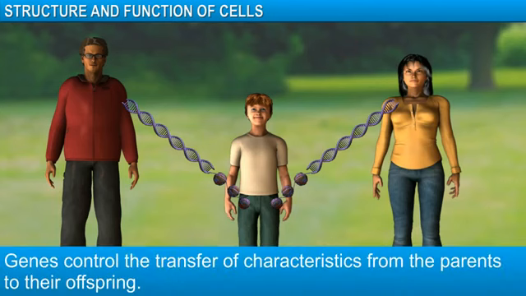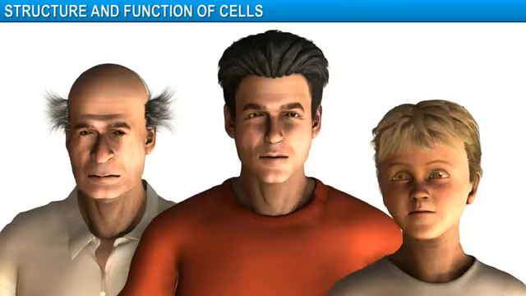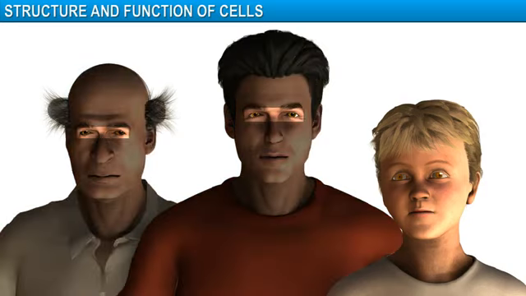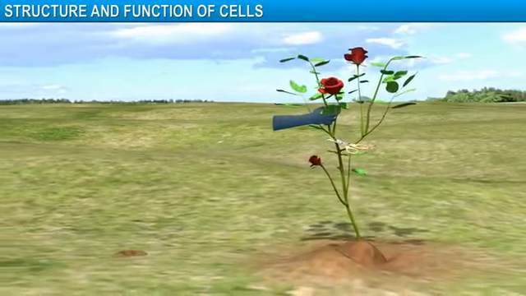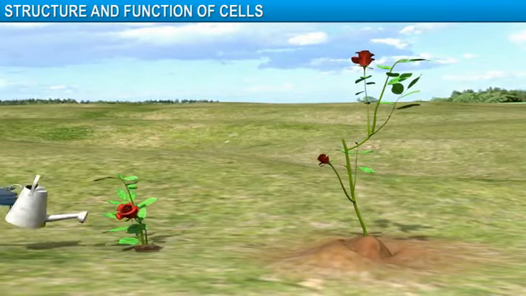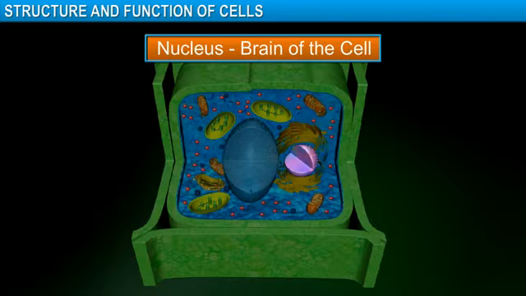Chromosomes carry genes and help in the inheritance or transfer of characters from the parents to their offspring. For example, the color of the eyes is a character that is transferred from granddad to dad and from dad to the son. Similarly, plants also transfer their characters to their offspring through genes. Nucleus, in addition to its role in inheritance, acts as the control center of all the activities of the cell.